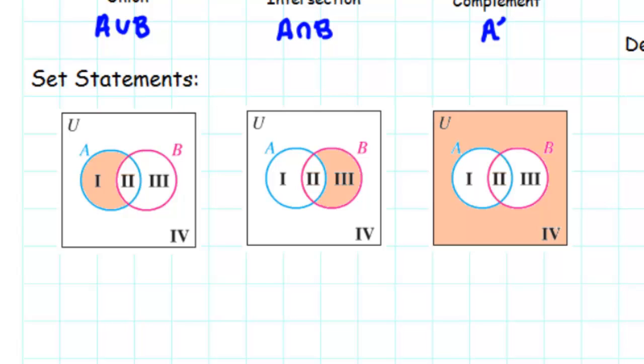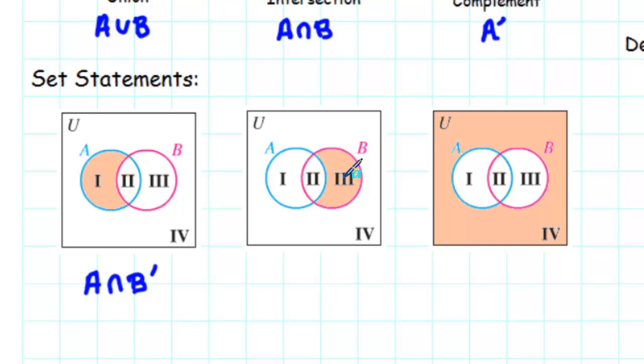Well, using just these three set operations, we can write set statements that represent other regions in the Venn diagram. Let's take a look below here. In our first diagram, we see that just region 1 is shaded in. What does this region represent? Well, it represents all the actresses that are not ballerinas. So the way we would write that down is set A intersected with the complement of B. These are the women that are actresses but not ballerinas.